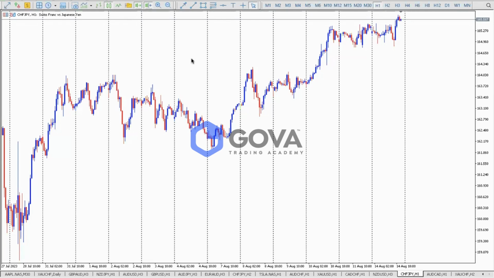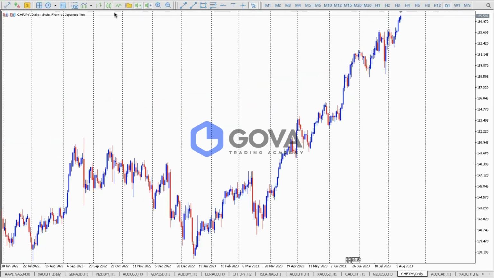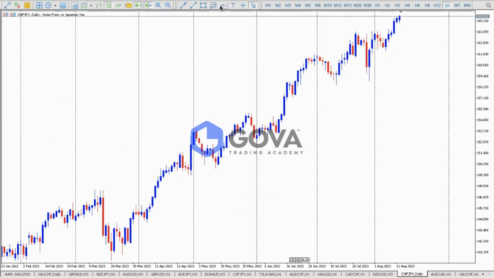Now, the first thing you need to do, remember, is to switch to the D1 time frame. This is the first step. This is the number one step. Switch to the D1 time frame, mark out your monthly equilibrium line, which is here, which is a blue line.